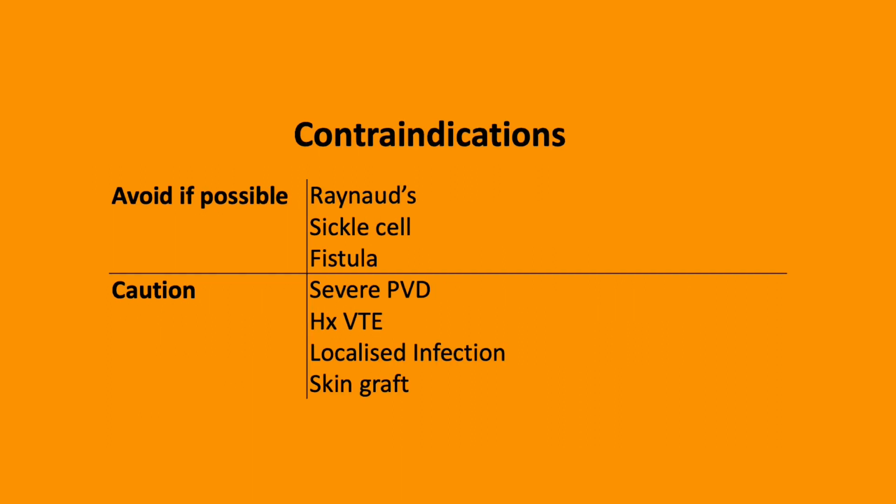Most literature states there's no absolute contraindication to arterial tourniquets. However, there are groups of patients who are at high risk of complications. These include those with Raynaud's disease, sickle cell, fistula, and patients with a background of severe peripheral vascular disease, VTE, localized skin infections and skin grafts over the area of application.